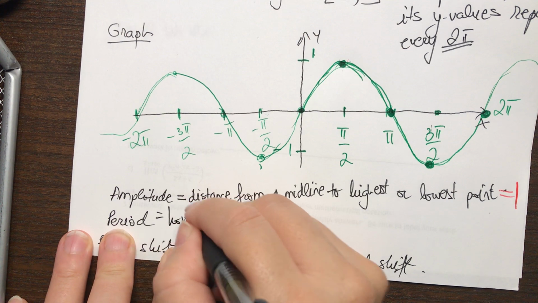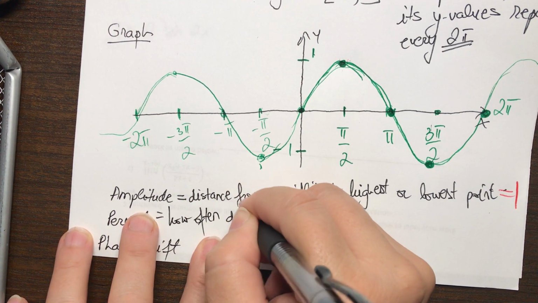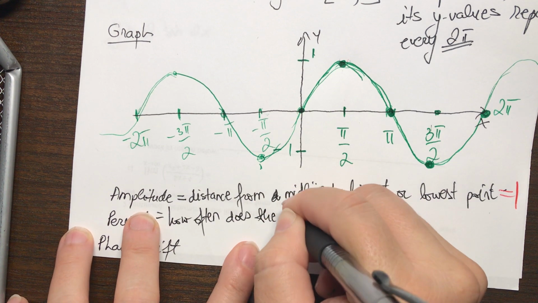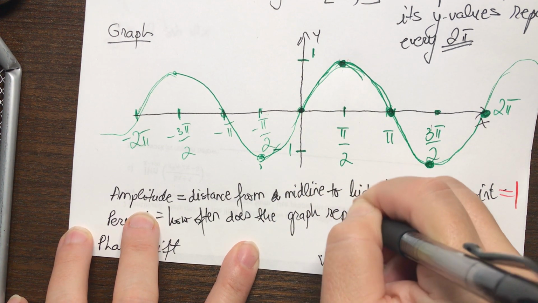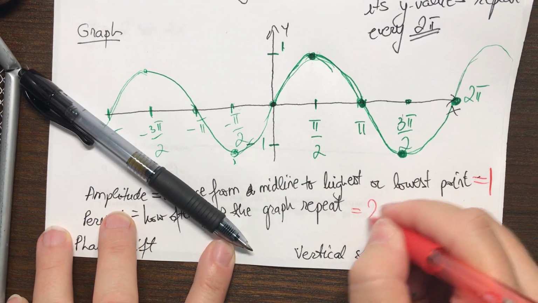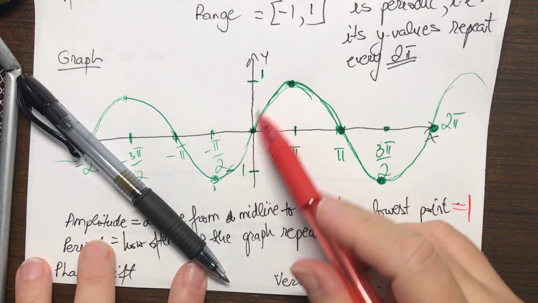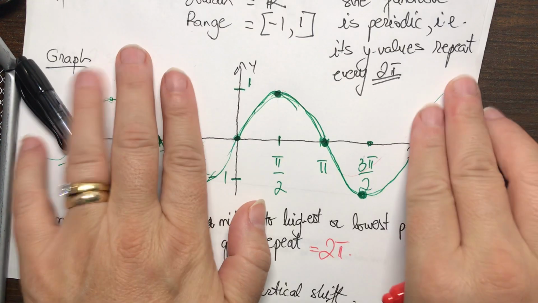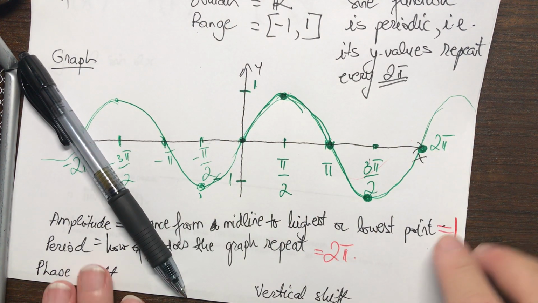How often does the graph repeat? For our sine function, every 2 pi. Yes, so the period of the sine is 2 pi. You went 2 pi, and then you take this and copy and paste it over and over and over again.